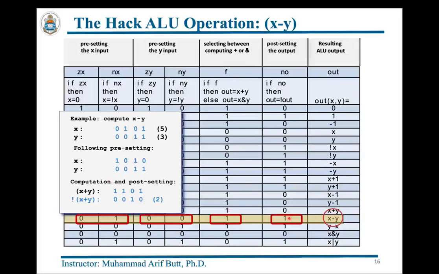And finally, since this NO is also 1, the negate output is also 1. So what we do is we negate the output. So we negate the output 1, 1, 0, 1, to get 0, 0, 1, 0. And this is actually 2. And the x minus y operation has been performed. x minus y, 5 minus 3, which is 2.